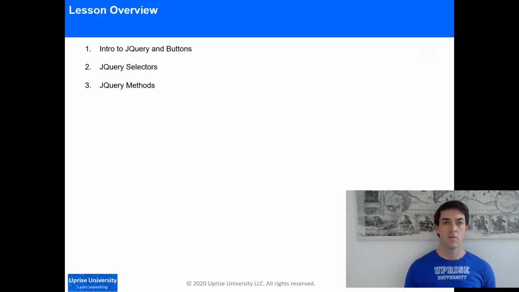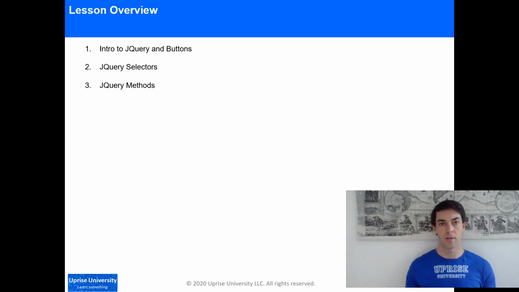So in this lesson, we're not going to talk about a lot of different concepts. It's going to be a little bit more project-based. But first, we're just going to introduce you to jQuery as well as buttons. Then we're going to talk a little bit about jQuery selectors, which are just how you select what on the page you want to change. And then we're going to talk about jQuery methods. So that once you select something on the page, let's say a box or some text, the jQuery methods will allow you to change it.